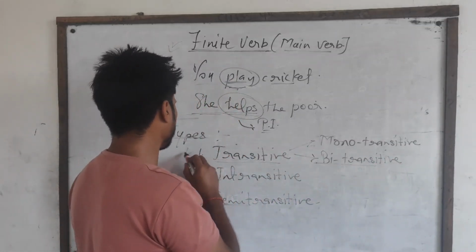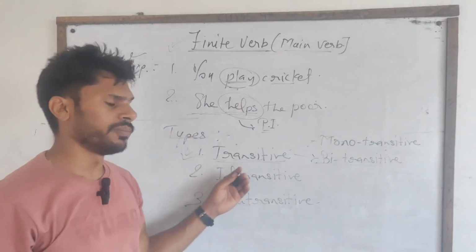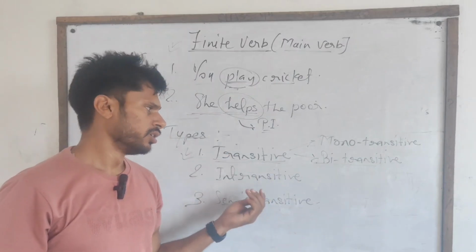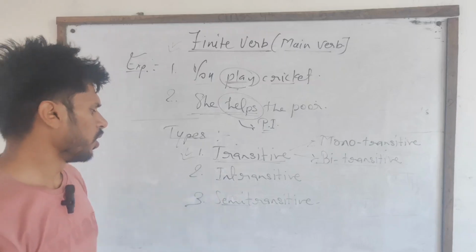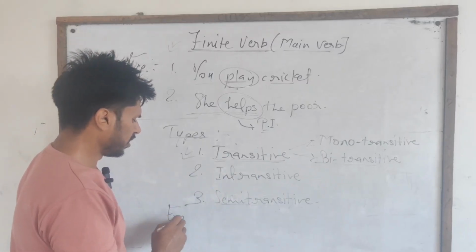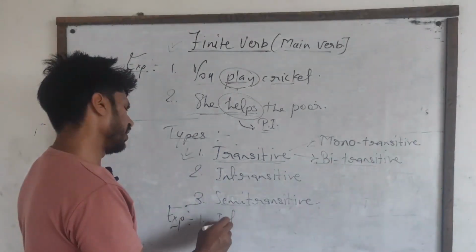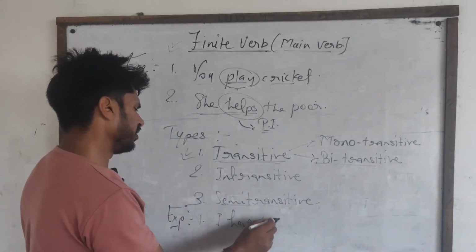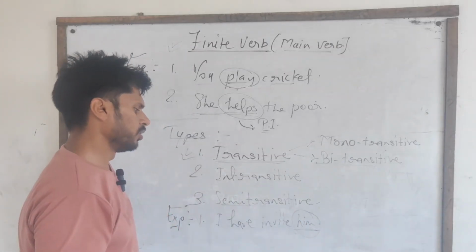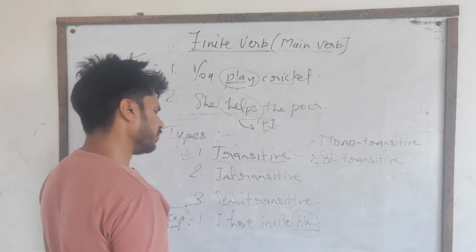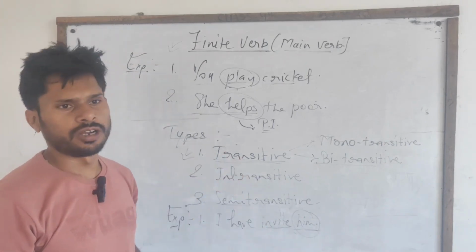So first of all, we will try to understand the meaning of the transitive verb. The verb which is used with the object of a sentence, we call it the transitive verb. Now we see some examples, then we can understand it better. Like, I have invited him. In this sentence, him is the object. So if the object is compulsory with the verb when we use it, then the verb will be called a transitive verb.